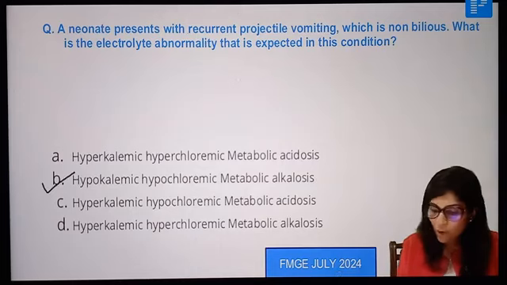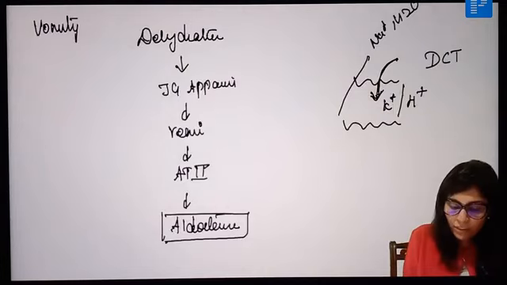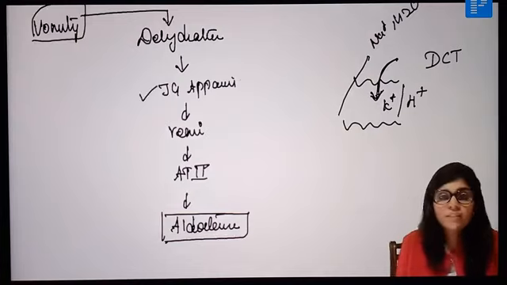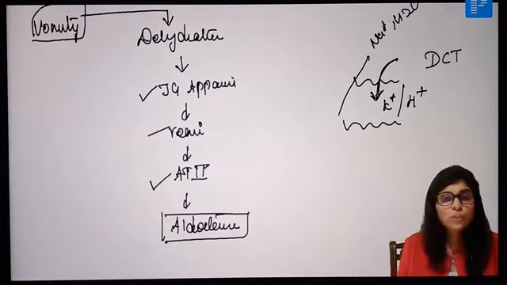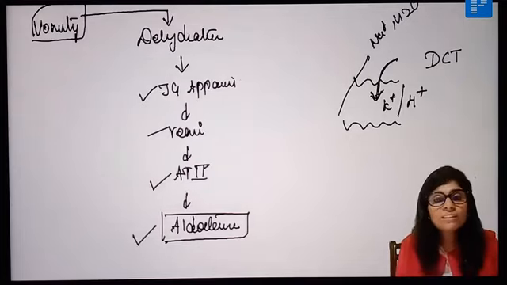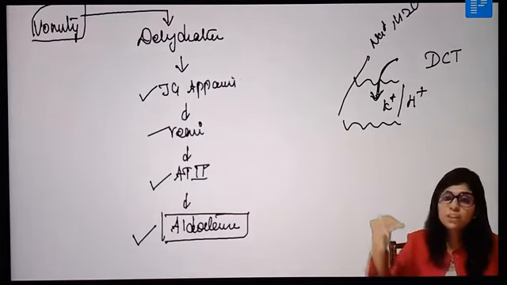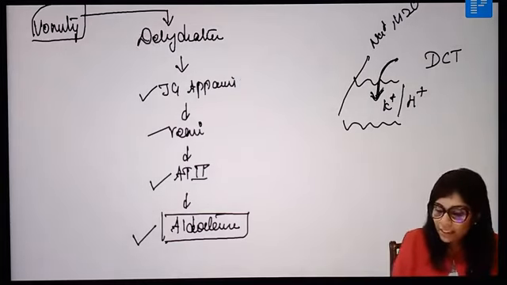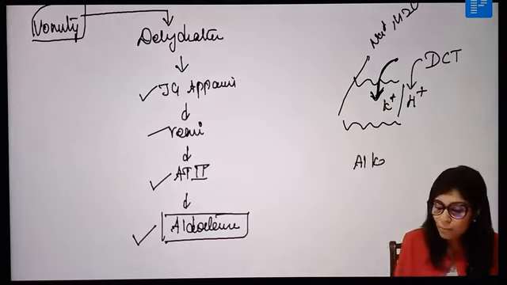Sure, I will repeat it. What is the reason for secondary hyperaldosteronism here? Whenever there is vomiting, the person is losing water. Losing water causes dehydration. Dehydration causes the JG apparatus to be stimulated. Renin is released. Angiotensin II is produced. Angiotensin II causes aldosterone secretion, right? What does aldosterone cause? Sodium reabsorption. Reciprocally it causes potassium and H plus secretion. When potassium is secreted, it causes hypokalemia. When H plus is secreted, you are losing H plus into urine, so that causes metabolic alkalosis.